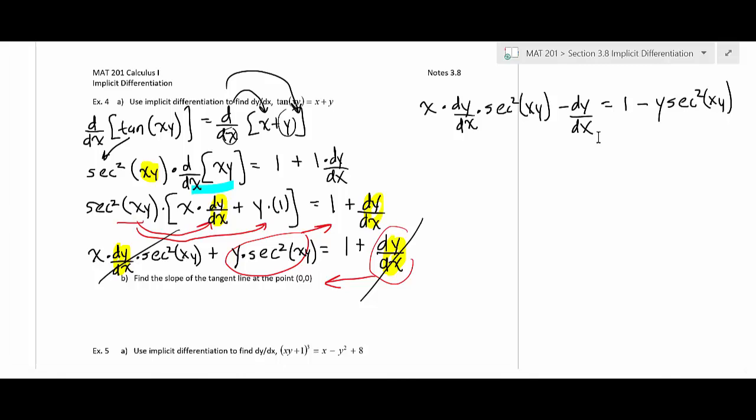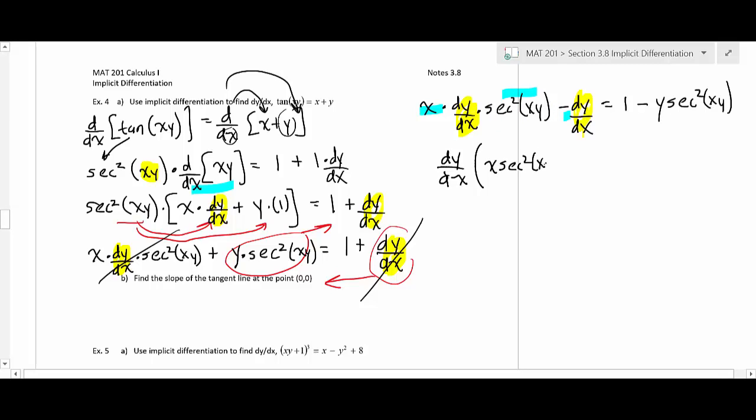You factor, exactly. A lot of times students get here and they get stuck. You're going to factor all the time on these things. So this is a common factor, so you just pull that out. So you would have dy over dx, and then you would have this. What would be left over after you take that out would just be this stuff. There would be a 1 left over there. So you would have x secant squared xy minus 1, like that. And then this side would just stay the same.